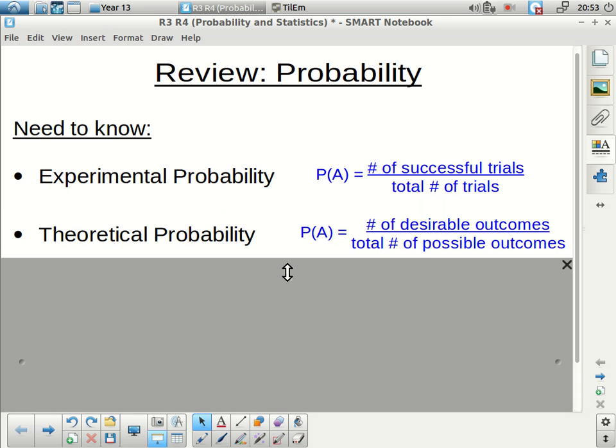So the other side of that is theoretical probability. That's when you sit down and make a chart or a list, think about what all the possible things that could happen are, and then what you look up for whatever you want to know about is how many desirable outcomes there are, so how many ways can what you want to have happen, over the total number of possible outcomes. So how many things are actually possible when you run the experiment.